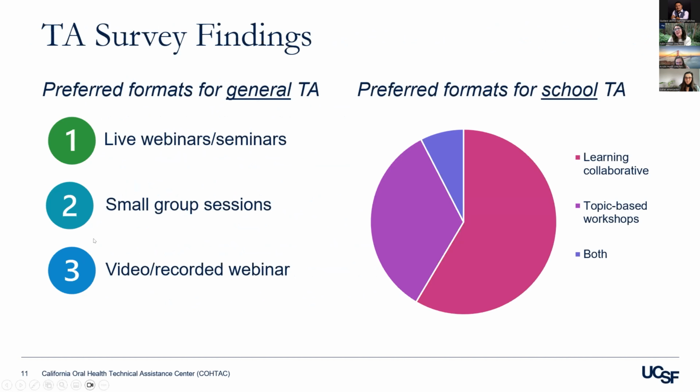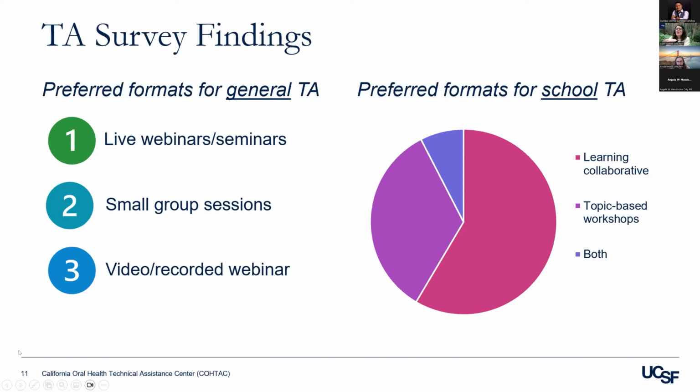Here on the screen, you can see some of your preferred formats for general technical assistance. The number one is live webinars and seminars, like we're doing now. The second is small group sessions, like the RBA Learning Collaboratives and the school open hours that we're launching soon. And the third is video or recorded webinars. Again, all of the webinars that we do, we record and post on our YouTube channel shortly thereafter. You can find them on our website under past events, so those are always there for you to go back and rewatch.